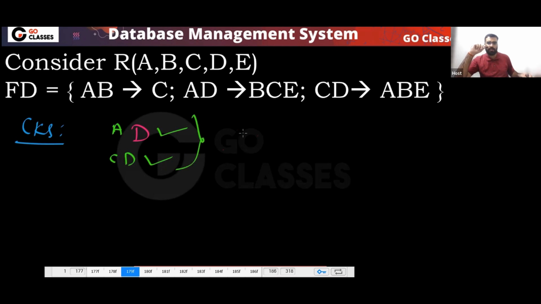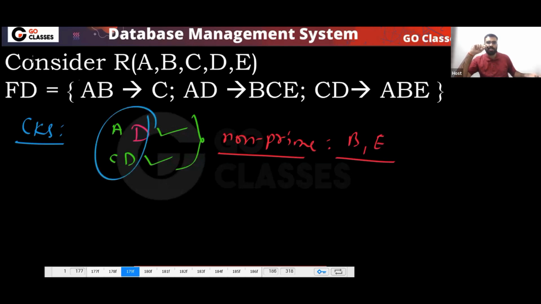So what are the non-prime attributes here? That is B, comma E. These are the non-prime attributes because the candidate keys are AD, comma CD. So the non-prime attributes are basically B, comma E.